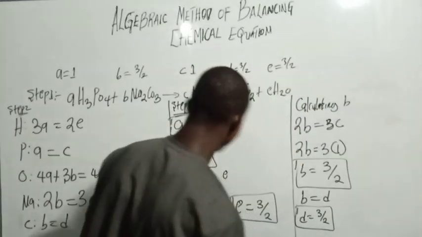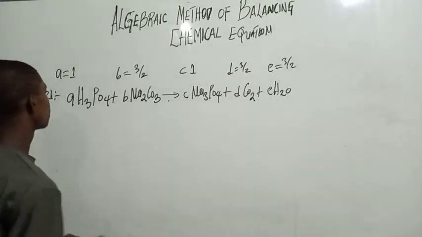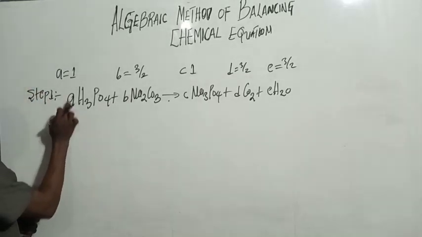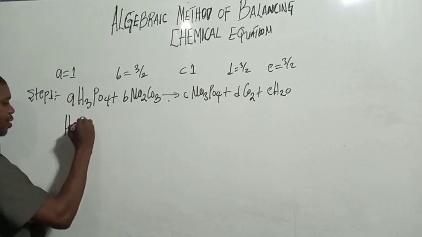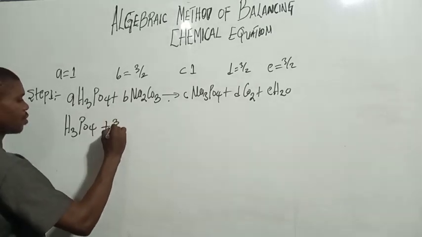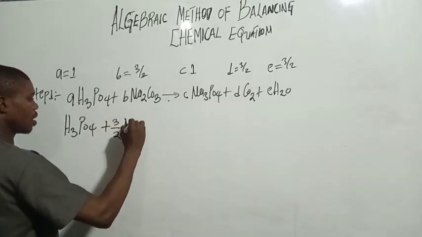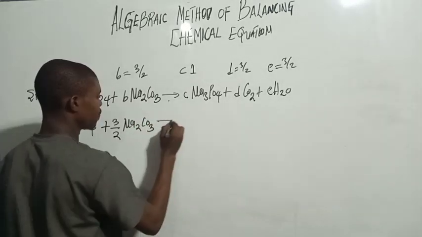So I can write on the board now. The next thing I want to do here is to input your values. Anywhere I see 1, there's no point putting 1. So it's going to be H3PO4 plus B is 3 over 2 Na2CO3, right? Then you have C is what?